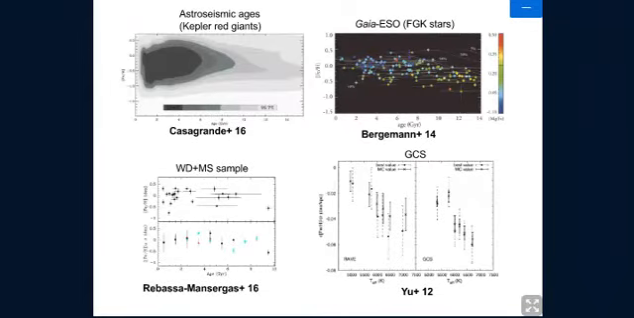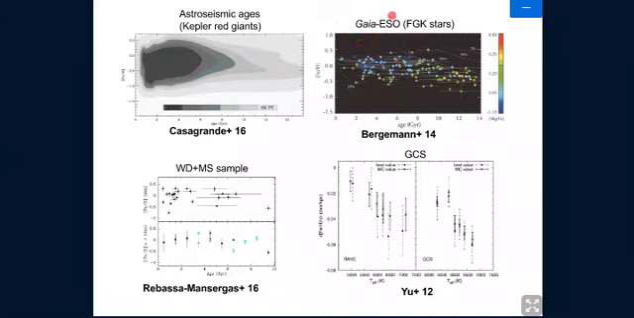Right. Now, observationally, this has been measured multiple times. I'm showing you here 3 examples of where the age-metallicity relationship has been measured. One is using asteroseismic ages for red giants from the Kepler data set. You see that relationship is flat.